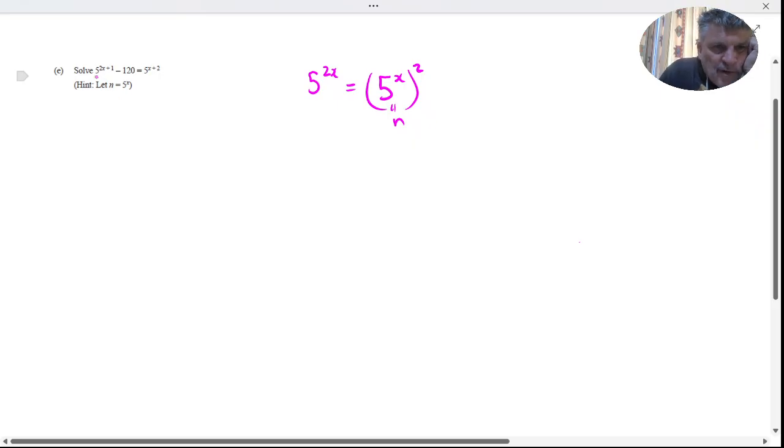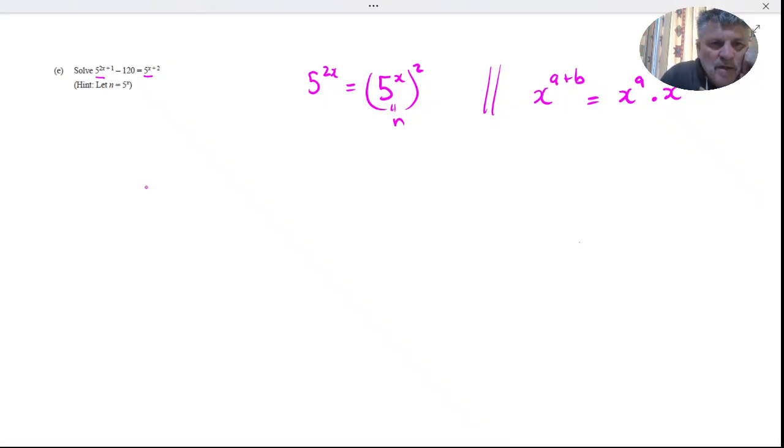So we've got a 5 to the power of 2x here, and we've got a 5 to the power of x here. So it's got an n squared here and an n here. What do we do with the plus 1 and the plus 2? Well, that's an application of if you have a power. So if you have x to the power of a plus b, that's the same as x to the power of a times x to the power of b. So the +1 and the +2 we can take off as separate powers.